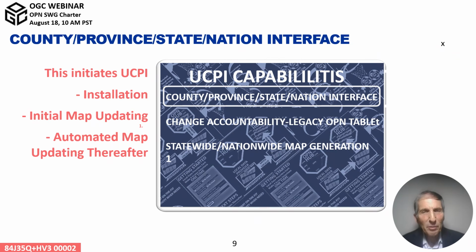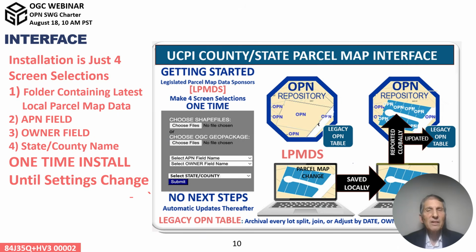Now let's walk through UCPI's capabilities, starting with the county, state, province, nation interface. This initiates UCPI's installation, initial map updating, and automated map updating. Local installation is just 4 screen selection: the file folder containing the latest data, the APN field, the owner field, and the state and county name. That's it. A one-time install, subject to setting changes if the data parameters change later on.